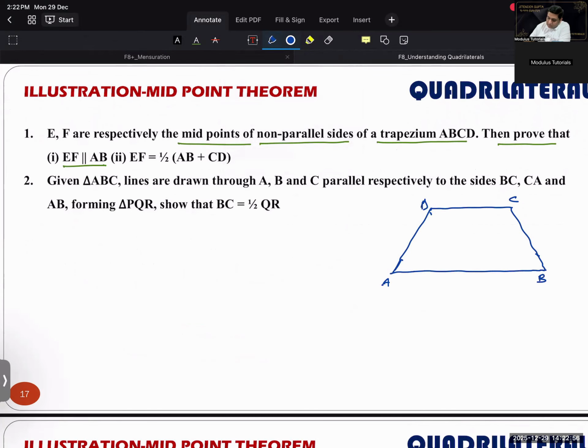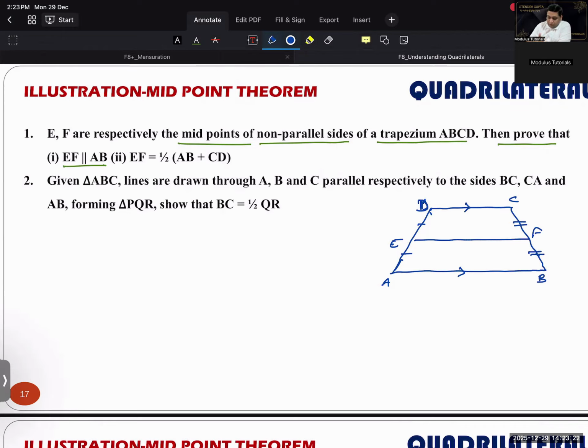E and F are the midpoints. That's great. So this is parallel. And this is the midpoint. Right? This is the data. So whatever is given, I have drawn it. So we have to prove EF is parallel to AB and EF is half of AB plus CD. Simple. And this can be remembered as a standard result also, guys.